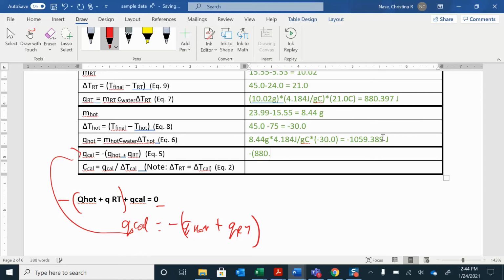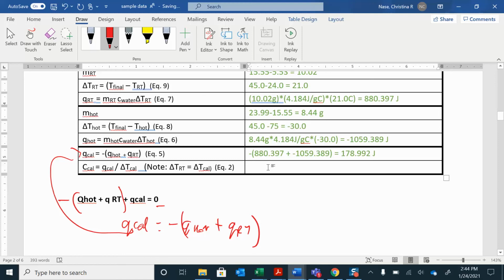We've got 880.397 plus negative 1059.389. And when I work that out, you get 178.992 joules. Okay, they're both in joules. And then C-cal is Q-cal divided by delta T-cal.